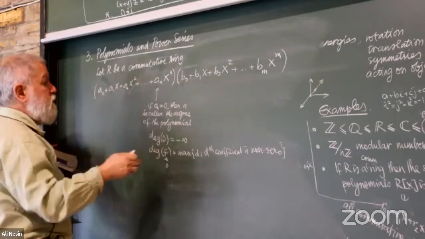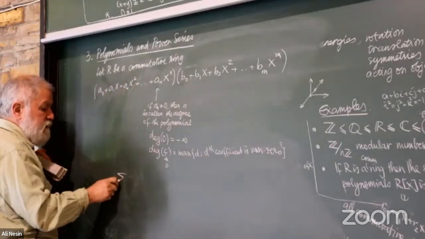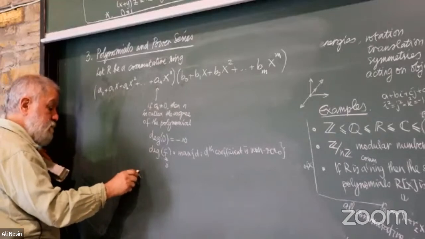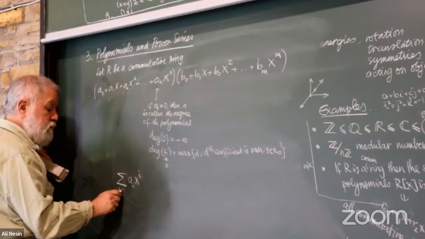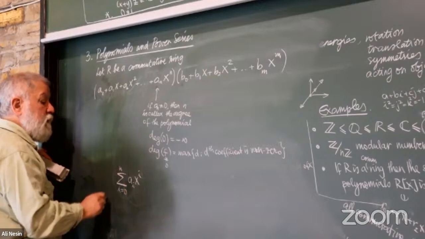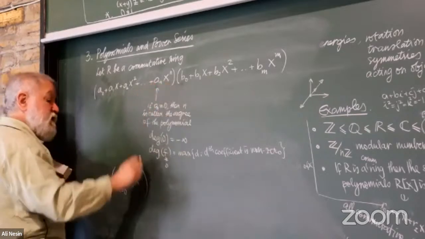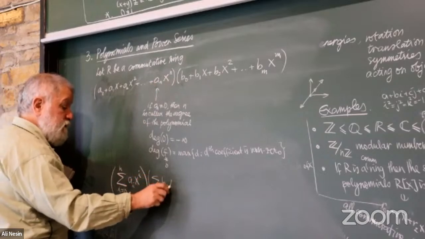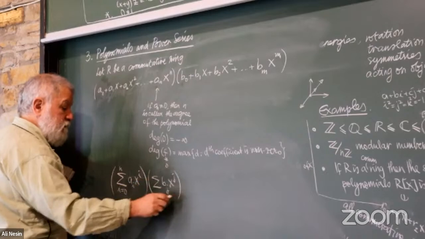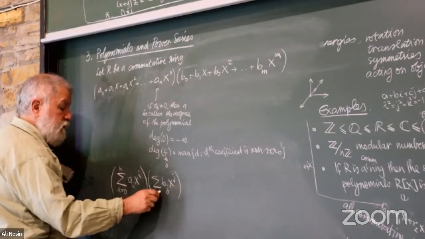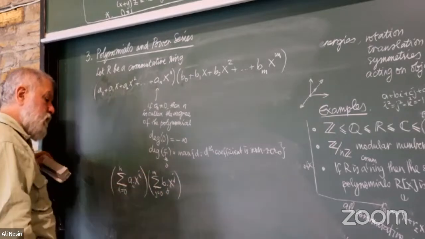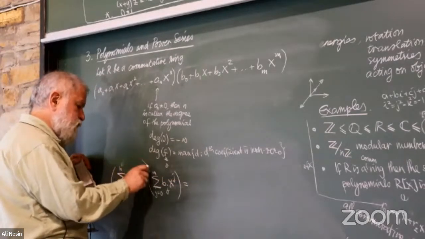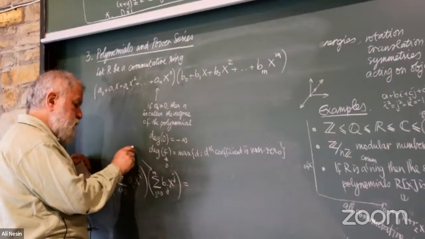We know how to multiply in a ring. Let's write this as the sum of a_i x to the i, i from 0 to n. And let's write this as the sum of b_j x to the j, j from 0 to m. Let's write it like this. This n and m are disturbing.